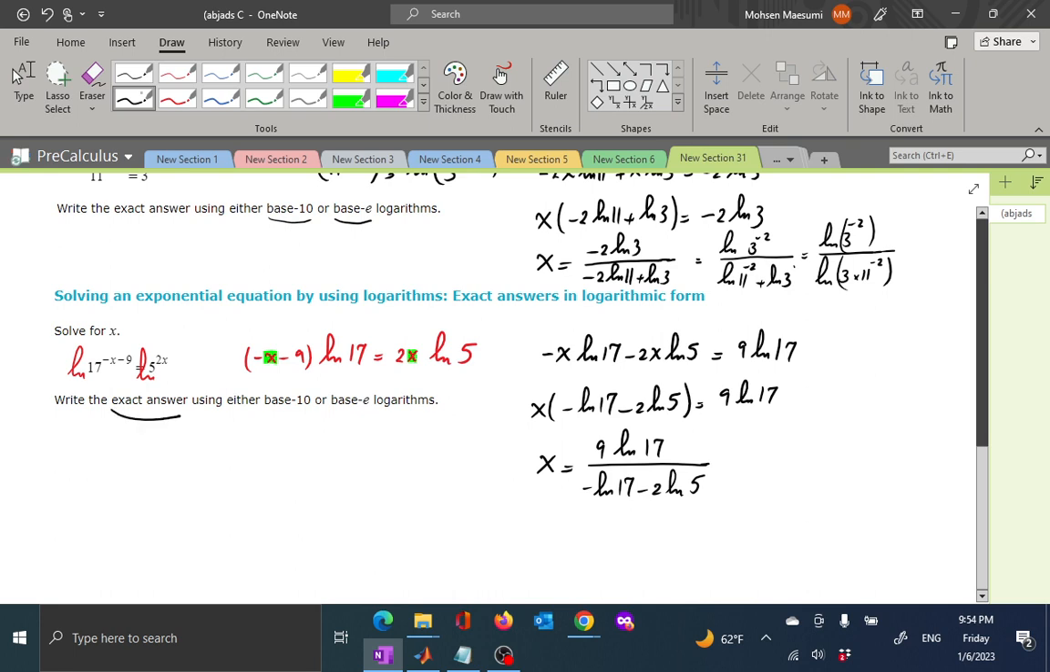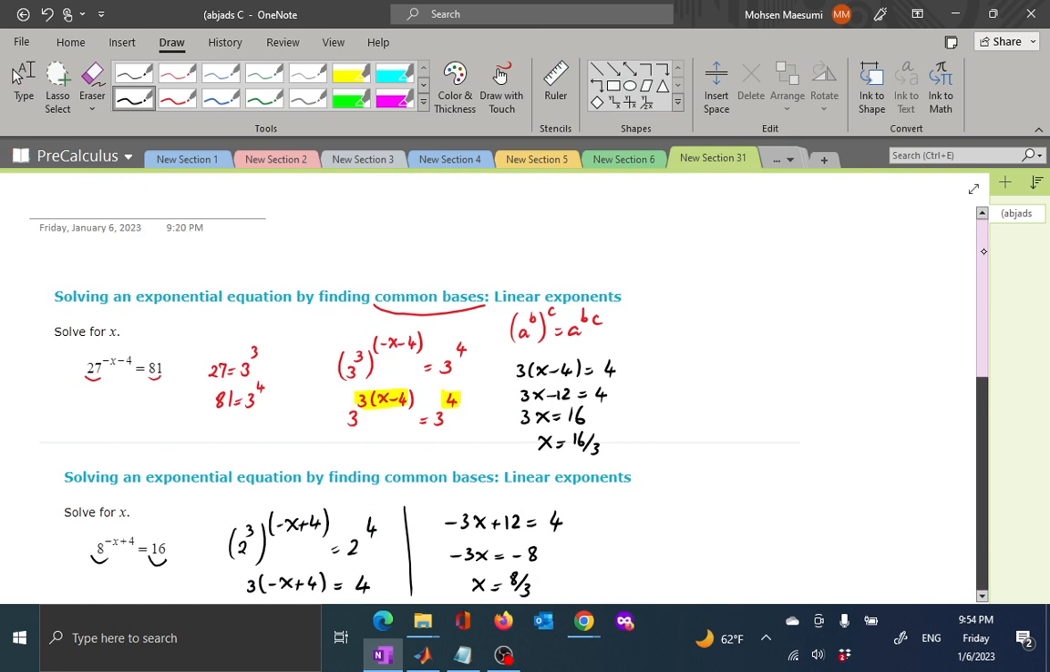It says exact answer. We don't need a calculator, neither one is allowed, nor will your answer be accepted if you use it, because it's going to be an approximate answer. So exact answer, you can write it in a variety of forms, but this is good enough.